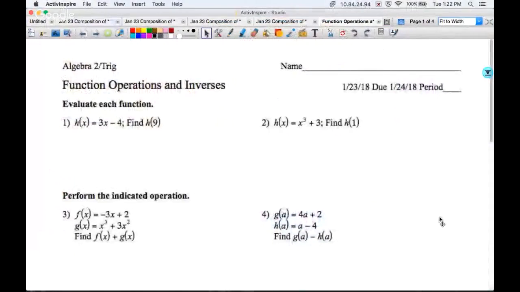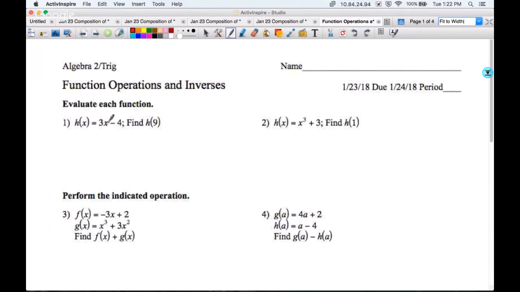All right, here's going to be our homework help video for the homework Function Operations and Inverses. We'll go through a wide variety of these, starting with just how to evaluate a function. Number one says that h of x equals 3x minus 4, and now it's telling us to find h of 9.